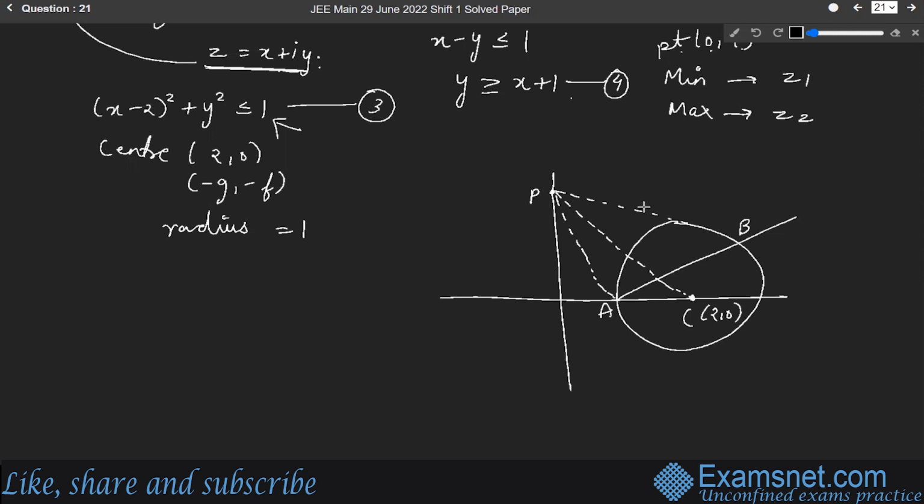We have two different equations here. One is the equation of the circle and one is the equation of the straight line. So what is the common part here? This is the common part, right? So we have to take this common part.